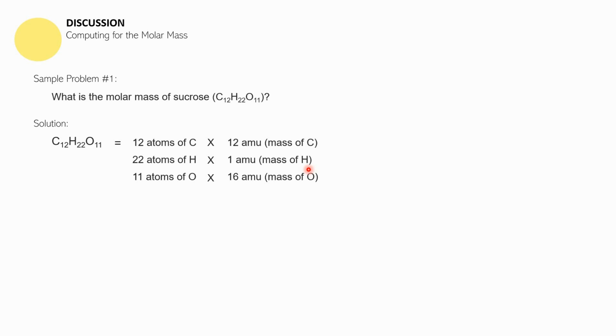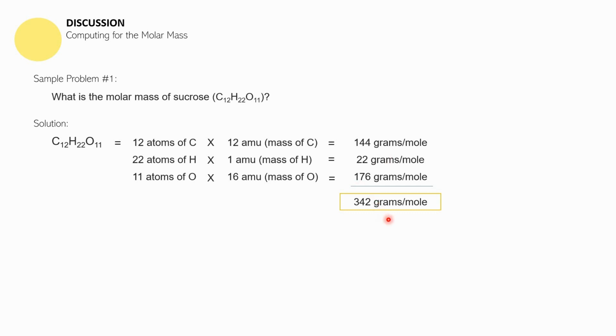And so what you need to do, you just have to multiply them. So 12 times 12 is 144, 22 times 1 is 22 grams per mole, and then 11 times 16 is 176 grams per mole. And you notice that we disregarded the AMU mass of carbon and we just reported it as grams per mole. Okay, so ayun, grams per mole na siya. So you add them up, you just get the sum, and you'll be getting 342 grams per mole. And 342 grams per mole is standing as the molar mass.